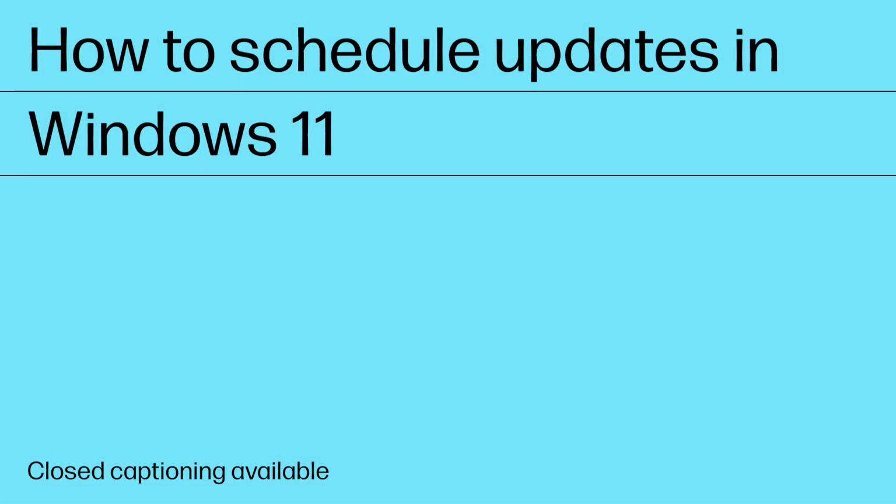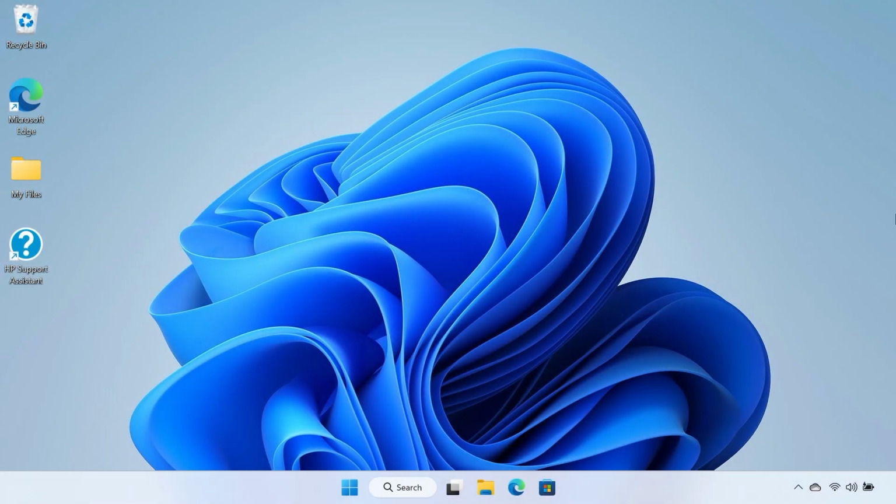How to schedule updates in Windows 11. Active hours lets Windows know when you're typically at your PC. Windows uses that information to schedule updates and restarts outside of active hours when you're not using the PC.